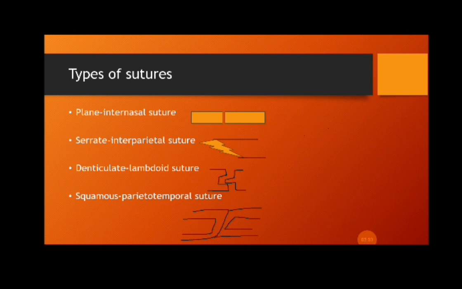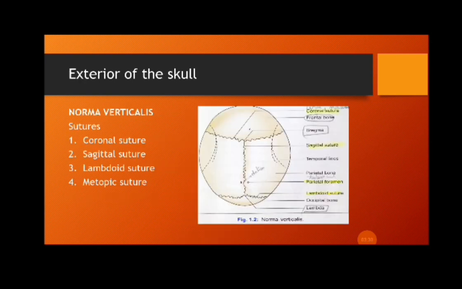So sutures, types of sutures. Plain suture: an example for plain is internasal suture. You can see there, it is just attached in plain lines. So suture is one which merges the bones. So there are so many bones which are merged with one another with these sutures. Then interparietal suture is serrate. Okay, I'll show you in the next slide what the parietal bones are.